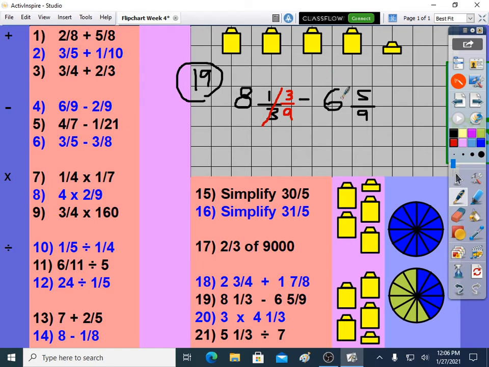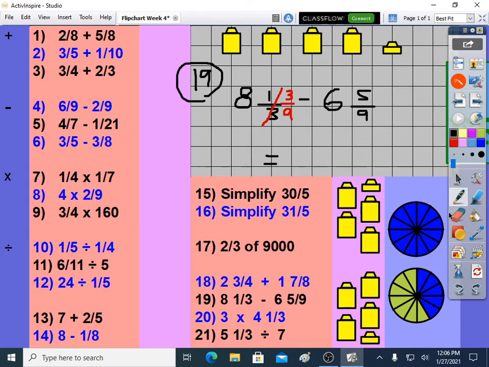I can do 8 take away 6 equals 2. But then I've got 3/9 take away 5/9, and you can't do that. It's 3/9 take away 5/9. It's not 5/9 take away 3/9. So it's not 2/9, okay? You've got the smallest number at the front, which doesn't work. So which means this does not work. A lot of people would put 2 and 2/9, but it'd be wrong.